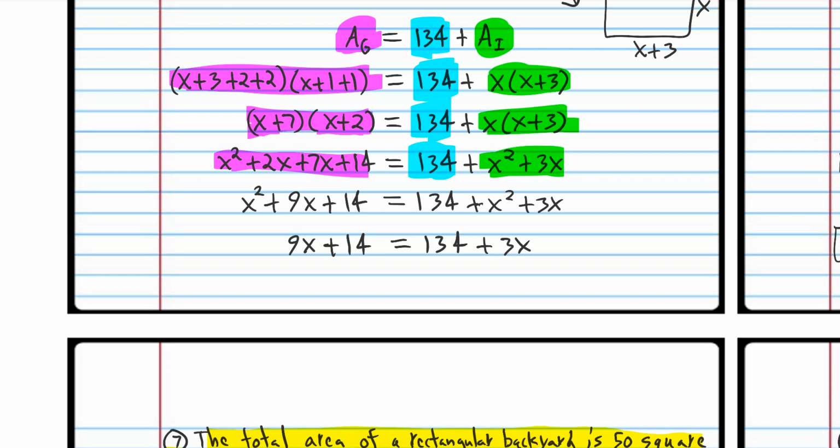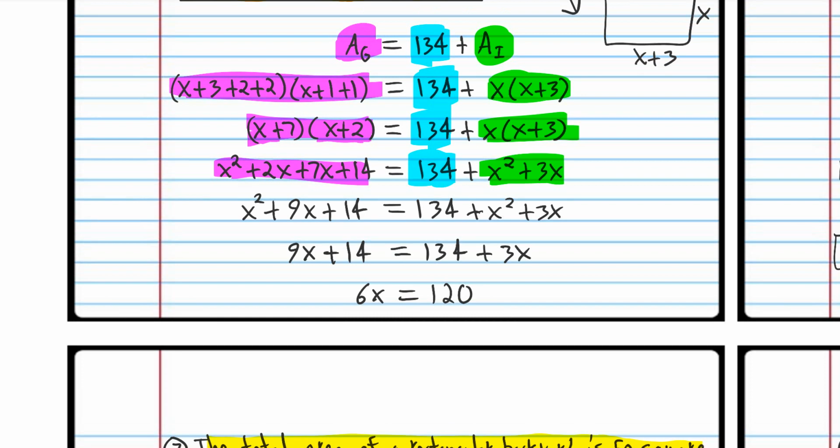And then we want to move all the x's to one side of the equation, so I'm going to subtract 3x from both sides, and I get 6x is equal to, I'm going to move all the normal numbers to the right side, so I'm going to subtract 14 from both sides, and I get 120. So at this point we're out of room, so I'm going to put an arrow. Whenever you run out of room, you can just put an arrow up here. And I'm going to divide both sides of this equation by 6, and I get x is equal to 20.